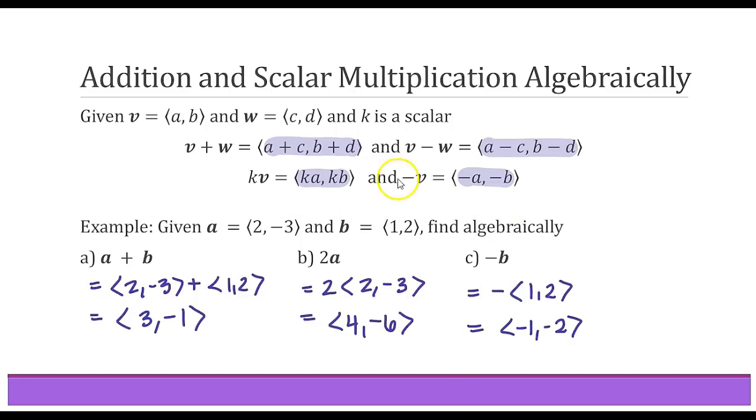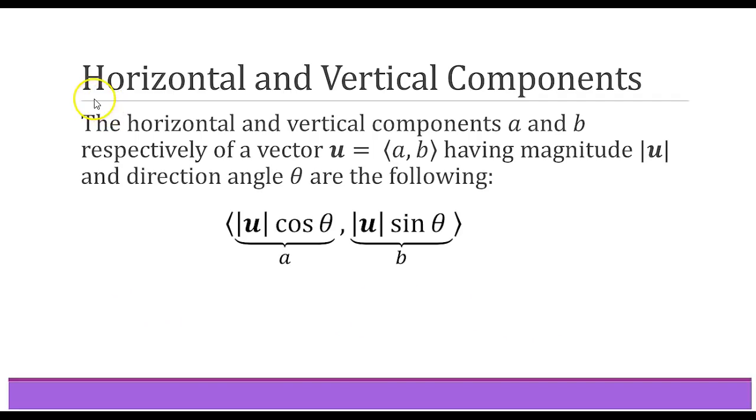So pretty straightforward rules in terms of the operation of addition and scalar multiplication on my position vectors. Now let's break down the horizontal and vertical components. The horizontal and vertical components are a and b, respectively, of a position vector u, with a and b inside the angle bracket. So we call the first value the horizontal component, and b, the second value, the vertical component.